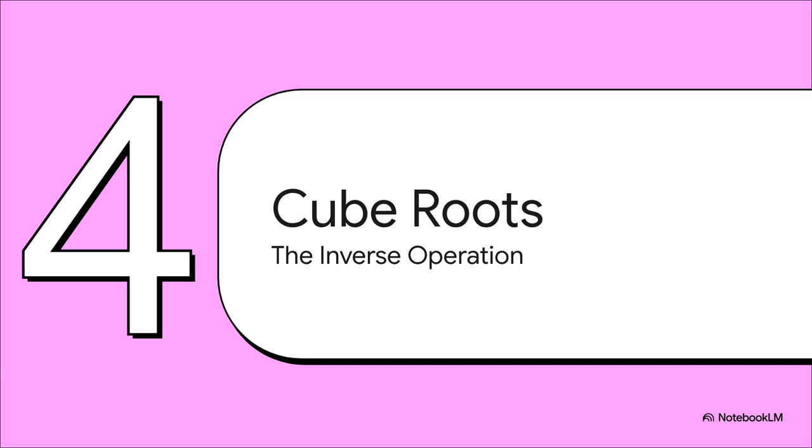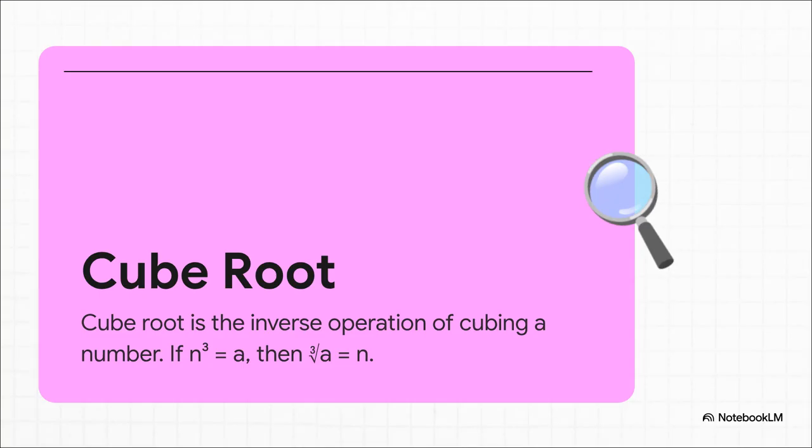So, we can build the cube. Now, let's learn how to deconstruct it. It's time to crack the cube's code by finding its root. You should think of the cube root as basically the undo button for cubing something. If you know a cube's volume, the cube root tells you the length of one of its sides. So, if 2 cubed is 8, then the cube root of 8 is 2. It really is that straightforward.